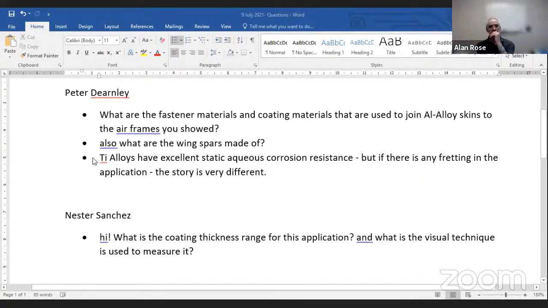Okay, thanks, Keith. Pamela? Another question. Titanium alloys have excellent static aqueous corrosion resistance, but if there is any fretting in the application, the story is very different. What's your opinion? Keith, I'll pull this on you again.